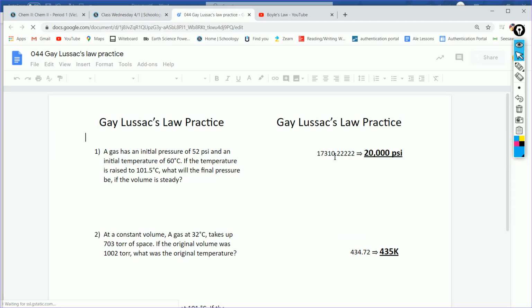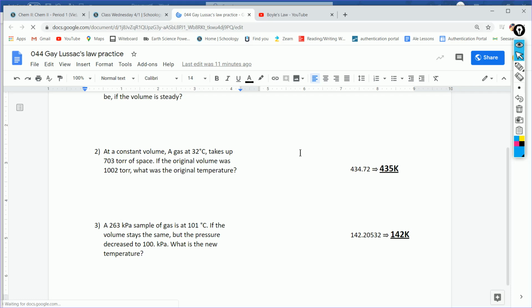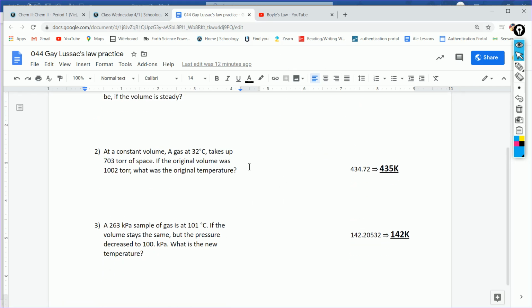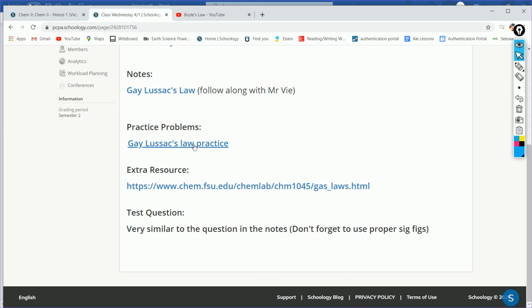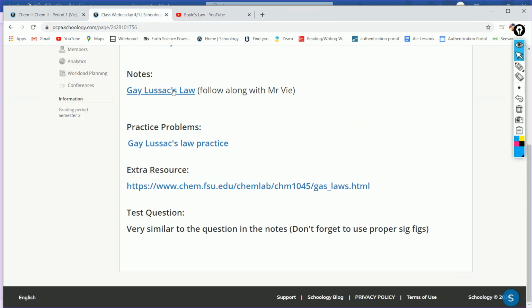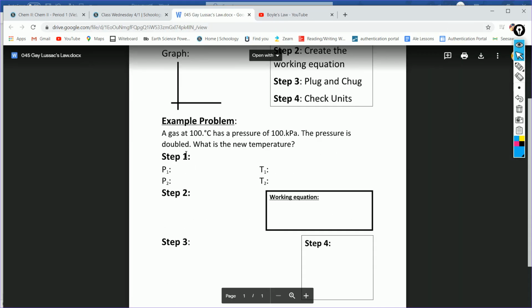I do have the answers over here for you on the right for the practice problems, so go ahead and try them out, but you're not turning them in for the correct answer. You're just doing this to make sure you understand the concept. These problems are a little bit difficult. The test question is going to be very similar to the question we did in the notes. It's going to be very similar to this question right here.